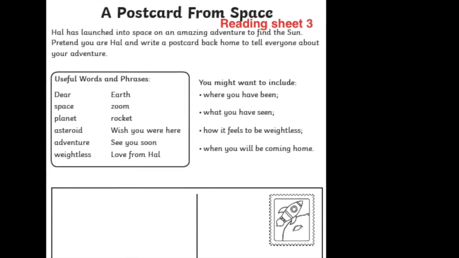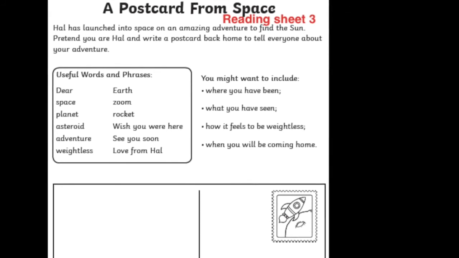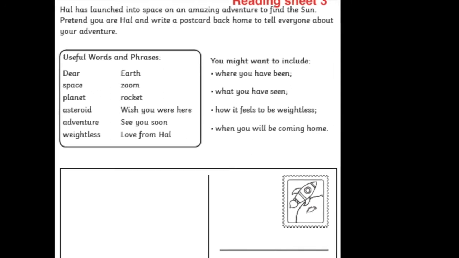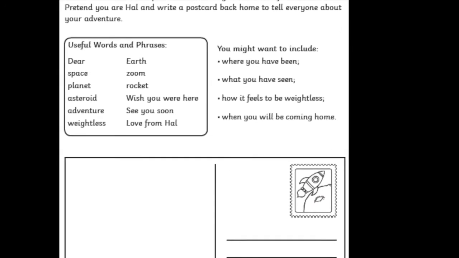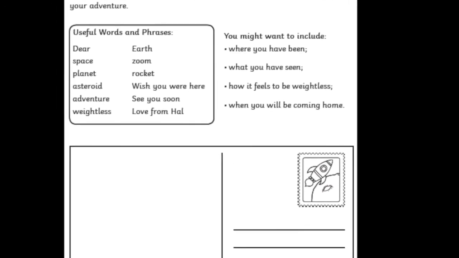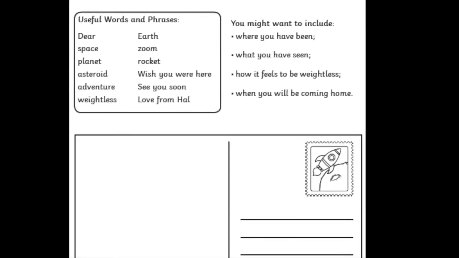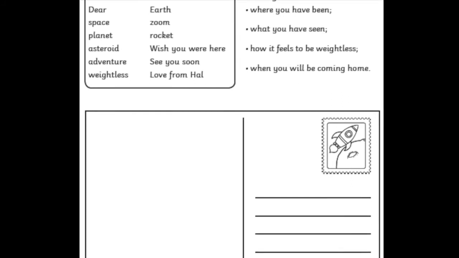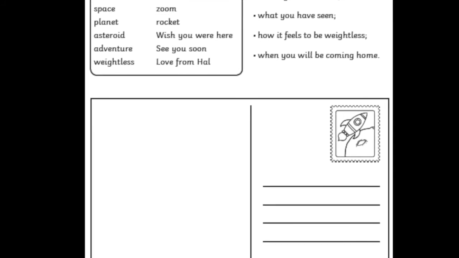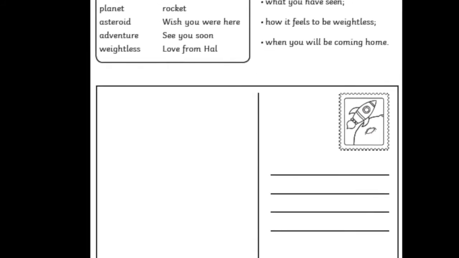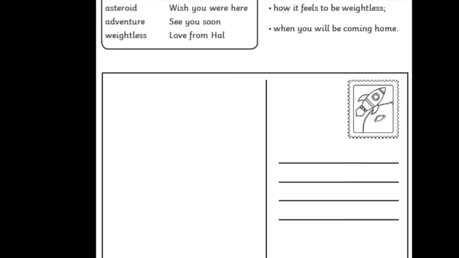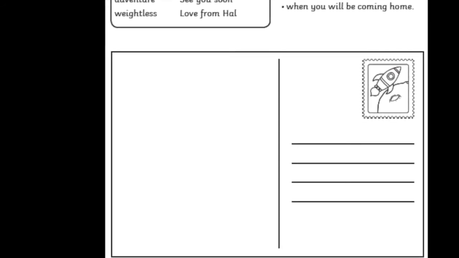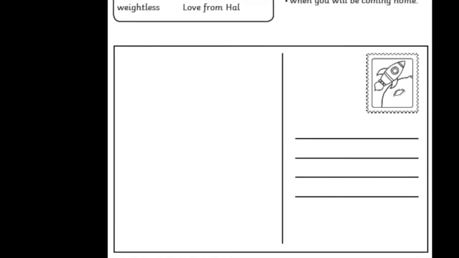Okay, finally on Friday, you've made it this far. You're going to be creating a postcard from space. So imagining that you're Hal, and you've gone up into space, and you're writing a postcard back to your friends or your family back home. This sheet has a list of useful words and phrases, and I think you can be really, really creative with it and just kind of describe what you saw, what the adventure was like, how you're feeling about being in space, and if you ever plan to come back to Earth or not.